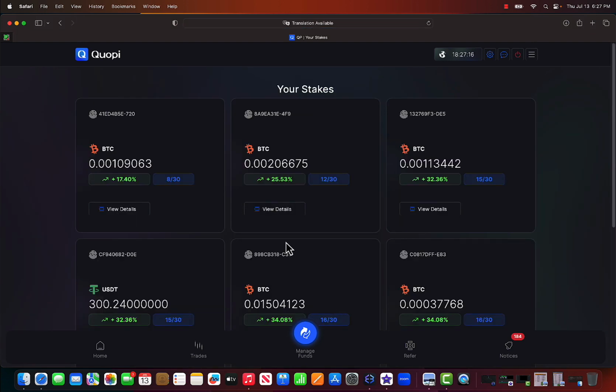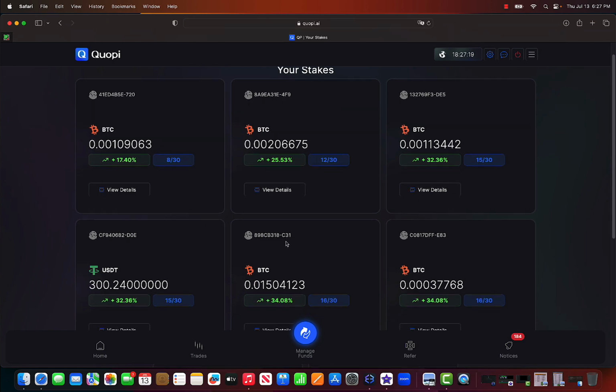Let's go ahead and show some others that we have staked. And we have three up at the top.